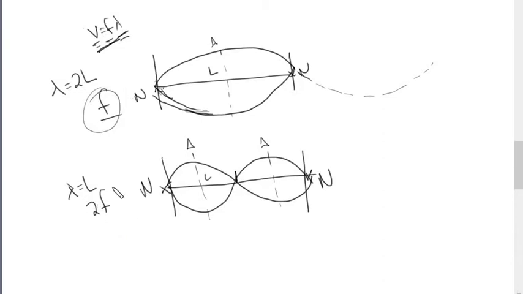So what's going to be the next thing you're going to get? It should get really easy now. What's the next wave you can fit on the string?